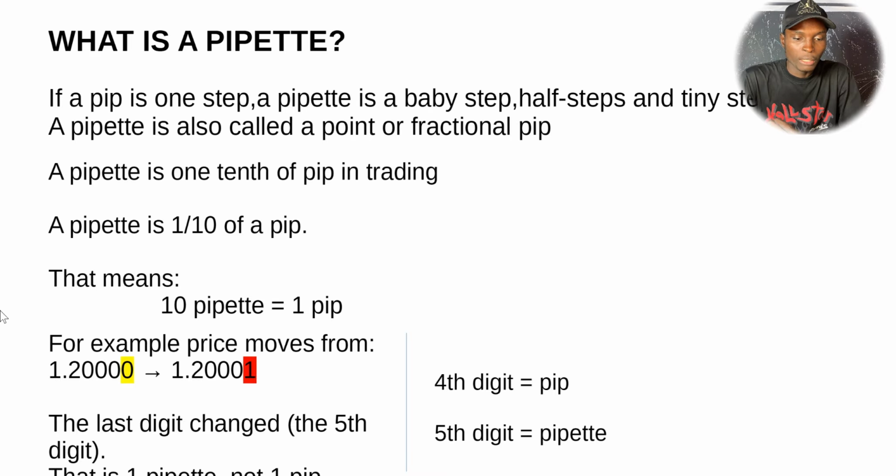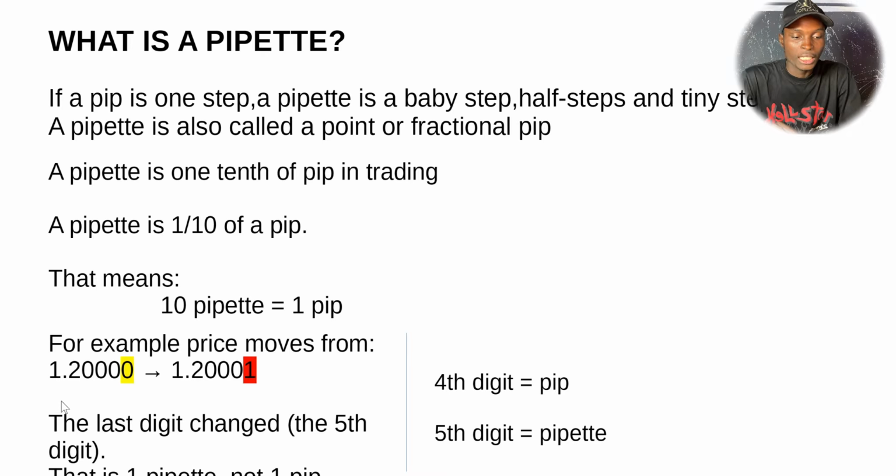Now let's say, for example, the price moves from 1.20000, okay, you can see the zero that is highlighted in yellow, to 1.20001. This is highlighted in red.